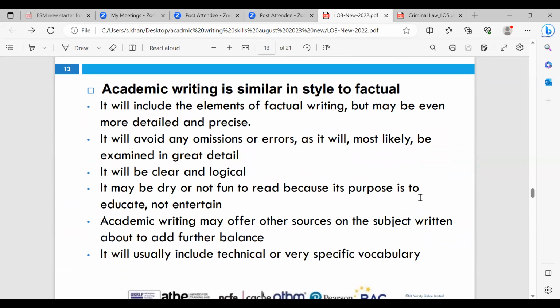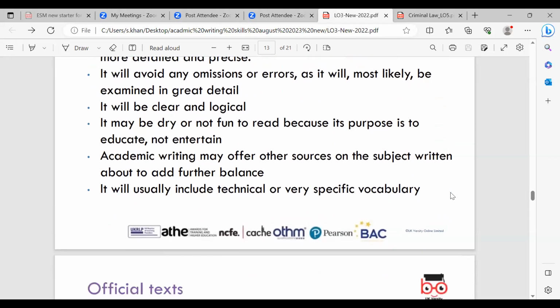It has to be focused on what you are writing about, and it needs to be clear and concise, okay? It may be dry or not fun to read because its purpose is to educate, not entertain. Academic writing may offer other sources on the subject written about to add further balance. It will usually include technical or very specific vocabulary. So it's very important that you look at what vocabulary you use.